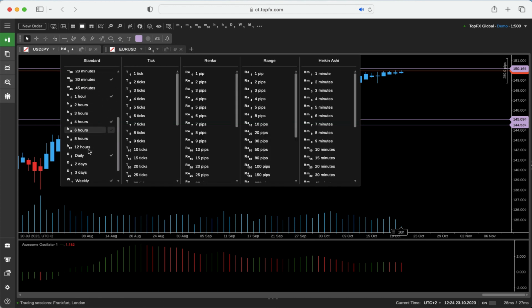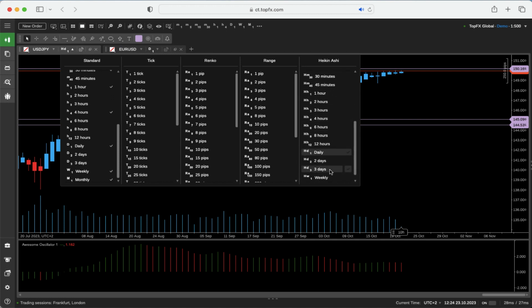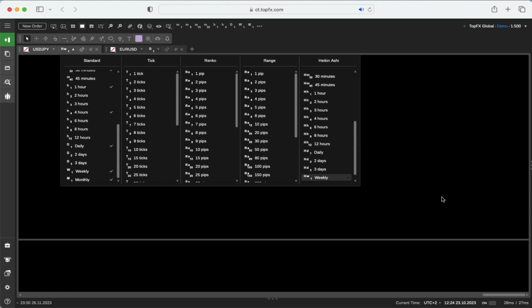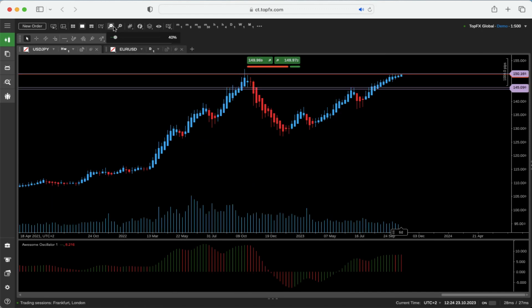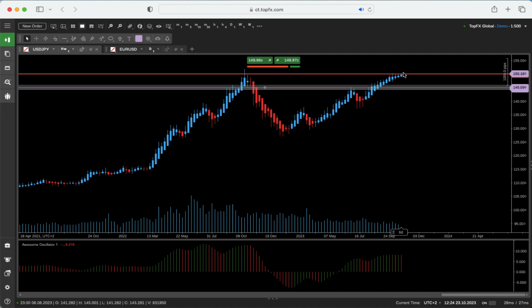At the end of our meeting, let's switch. Heiken Ashi is here. Let's switch to weekly. This is a weekly time frame chart. Look, if we zoom out, the weekly is uninterrupted.